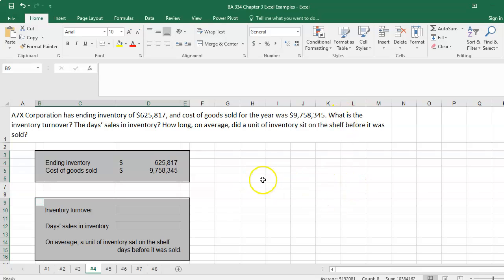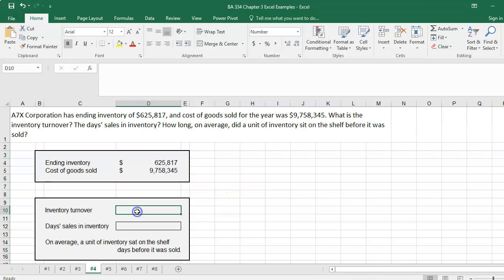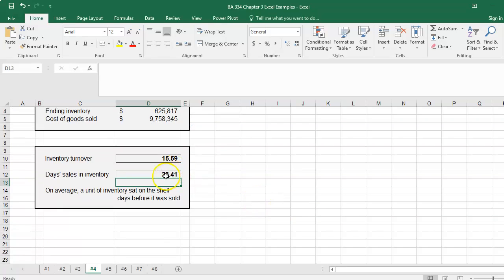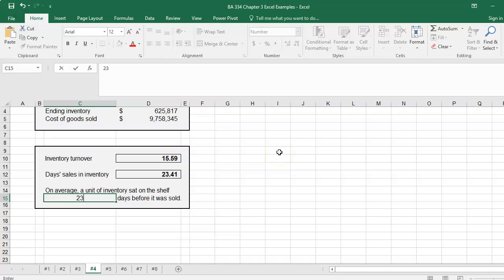Our next example is inventory turnover. This is very similar to accounts receivable turnover, except we're looking at information related to inventory. Inventory turnover is cost of goods sold divided by inventory. Cost of goods sold divided by our inventory account. So this company on average turns over their inventory 15.59 times per year. So that's an average for their entire stock of inventory. The days sales in inventory is the number of days in a year divided by the turnover. On average, a unit of inventory sits on the shelf for 23.41 days before it is sold.